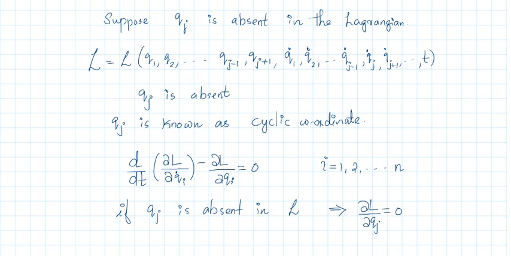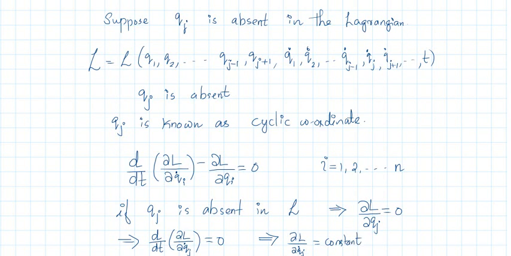So from this equation I can write the equation for Qj as d by dt of dou L by dou Qj dot equal to 0, because dou L by dou Qj will be 0. As per the definition of a cyclic coordinate, it is absent in the Lagrangian, so the partial derivative with respect to that coordinate will be 0. So Lagrange's equation takes this form. d by dt of a quantity being 0, the total time derivative of a quantity being 0, means that the quantity itself will be a constant. So dou L by dou Qj dot will be a constant.